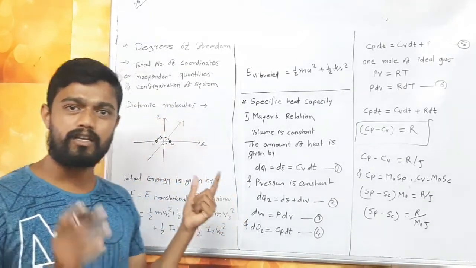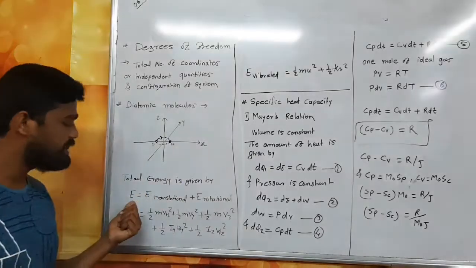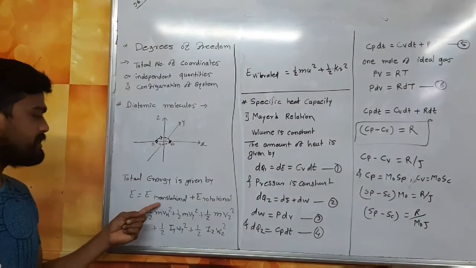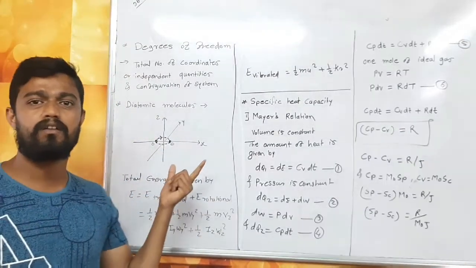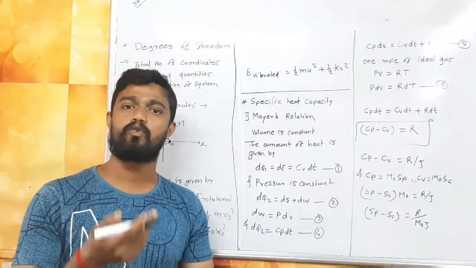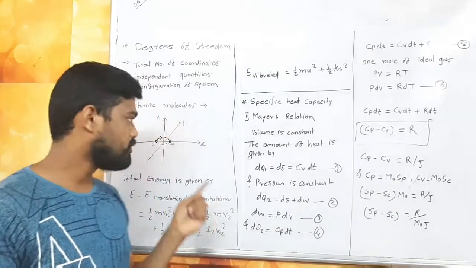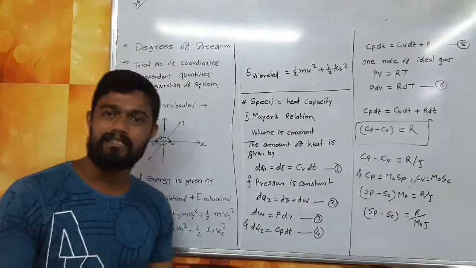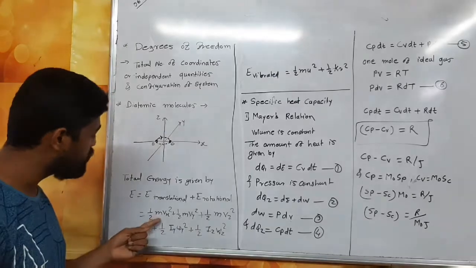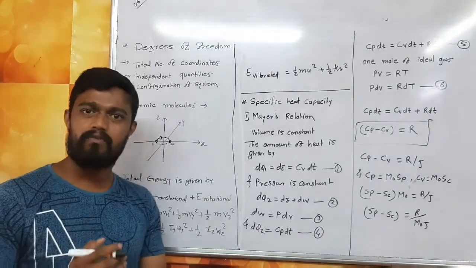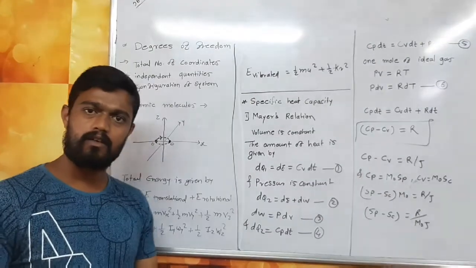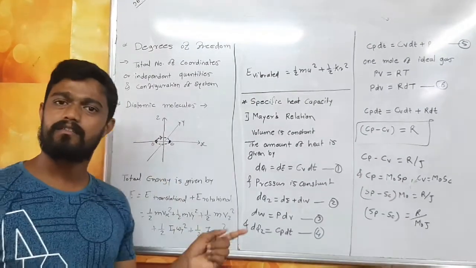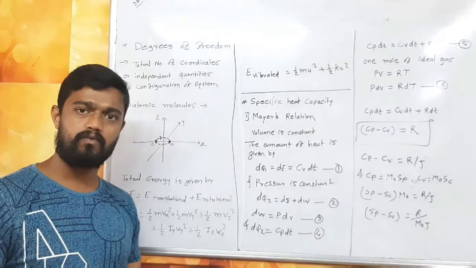Okay. So I got the total energy equal to E translational plus E rotational. E translational means your kinetic energy, 1 by 2 m v square. So when it translates along the x axis, it is 1 by 2 m vx square. When it translates along the y axis, it is 1 by 2 m vy square. When it translates along the z axis, it is 1 by 2 m vz square.